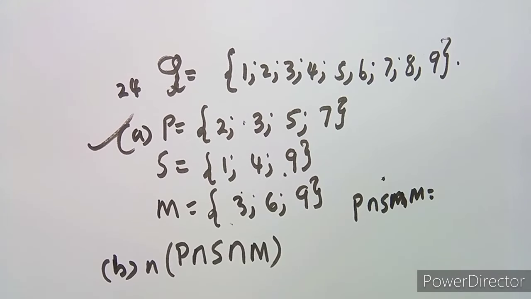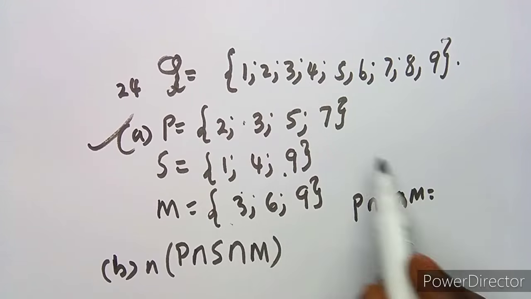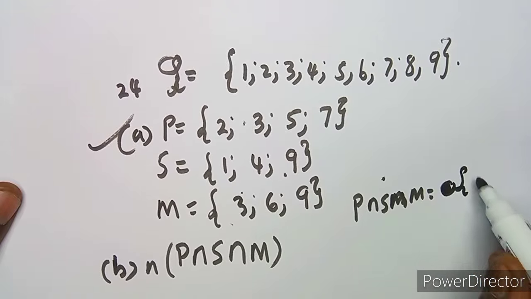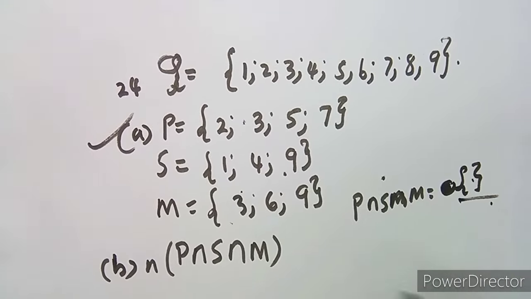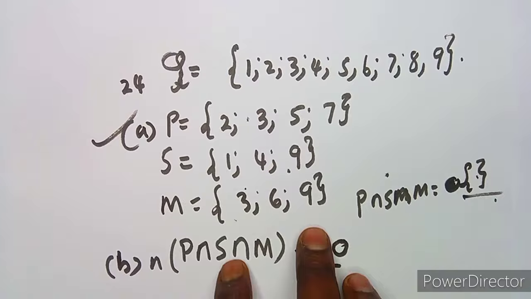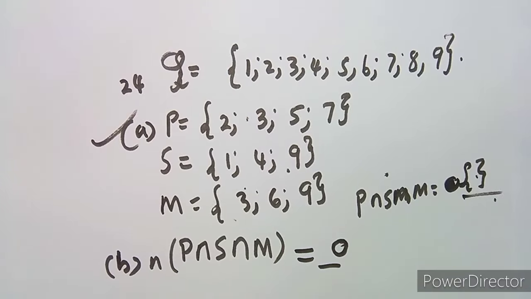So cross-checking everything, guys. Let's cross-check. Do we have anything common? We do not have. 3 is not. We do not have anything. So there is nothing. We are left with an empty set. So which means how many elements are there? That's a 0. We do not have anything that is on the intersection of all the 3 sets. So that's a 0 there.